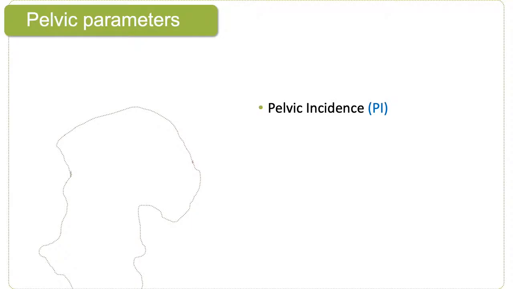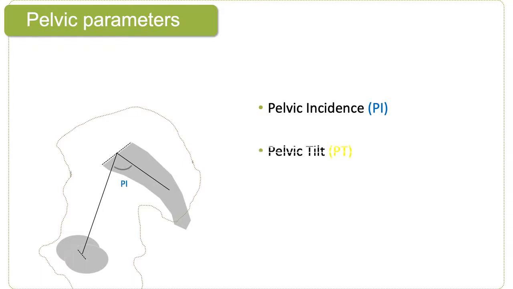The first pelvic parameter to be considered is the pelvic incidence. The pelvic incidence corresponds to the angle between the line connecting the axis of the femoral heads to the center of the S1 end plate and the perpendicular of the S1 end plate. The pelvic tilt is the angle between the vertical line and the line connecting the center of the sacral end plate to the axis of the femoral heads. And the sacral slope is defined by the angle between the S1 end plate and the horizontal line.